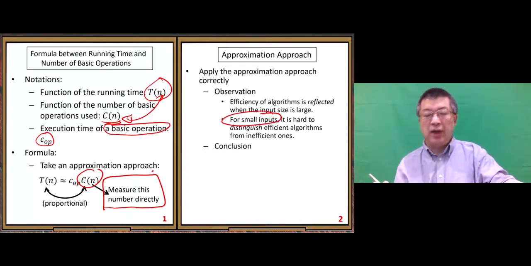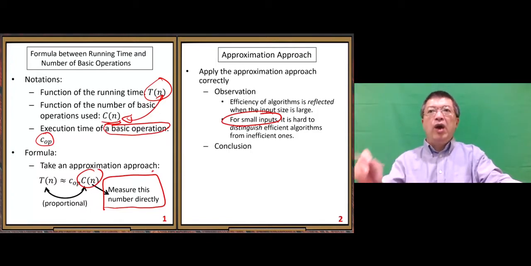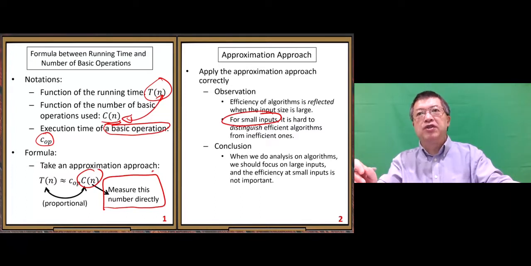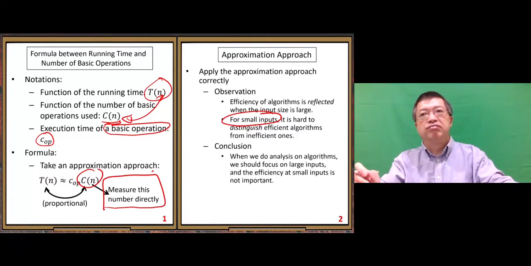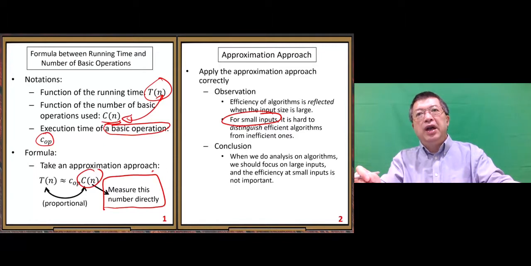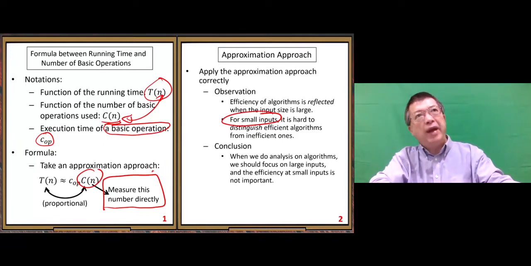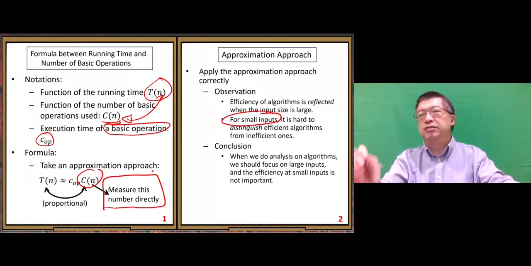All right, conclusion. When we do analysis on algorithms, we should focus on large inputs. And we can ignore the performance or efficiency of the algorithm for small inputs. That part is less important. This conclusion will be very useful in our later discussion.